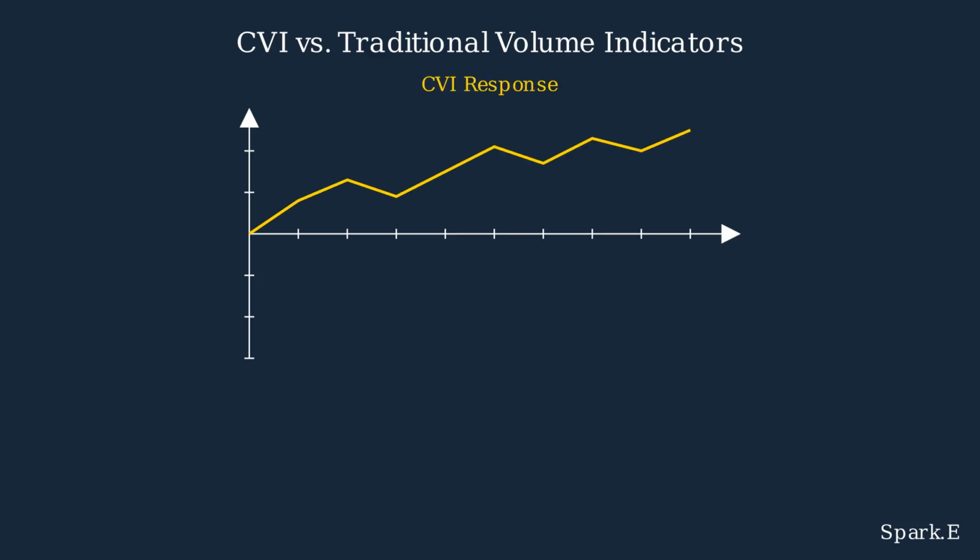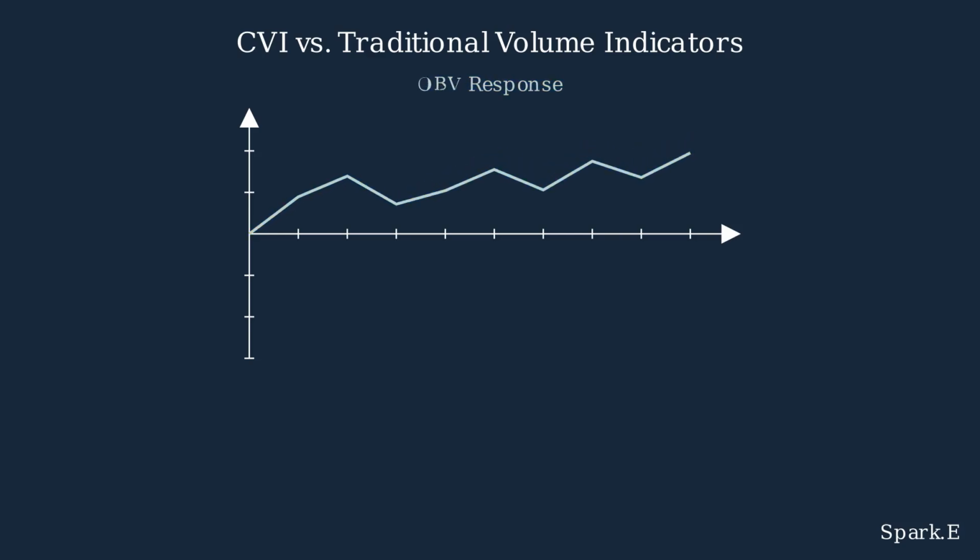The Cumulative Volume Index responds smoothly to price changes, accurately reflecting the volume flow during the trend. In comparison, on-balance volume shows a similar pattern but with less sensitivity to smaller price movements. The volume flow indicator applies more smoothing, resulting in a less reactive but potentially more stable signal.